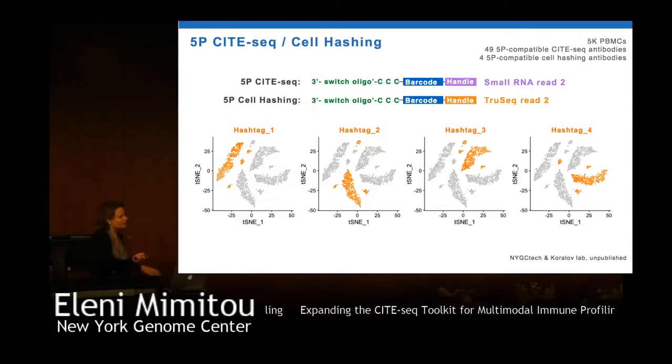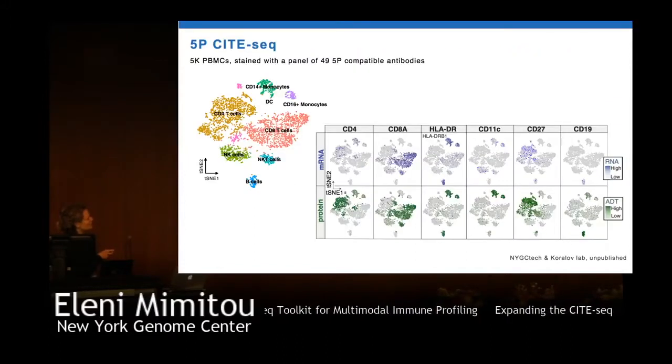Here on the left, I'm showing you transcriptomic clustering of healthy PBMCs, which fall into the canonical groups. And on the right, I'm showing you a comparison between transcript and protein levels on a handful of markers. And as we've seen before for 3' CITE-seq, there's a very good correlation. The detection using protein is much more robust. It's not subject to the dropout problem.